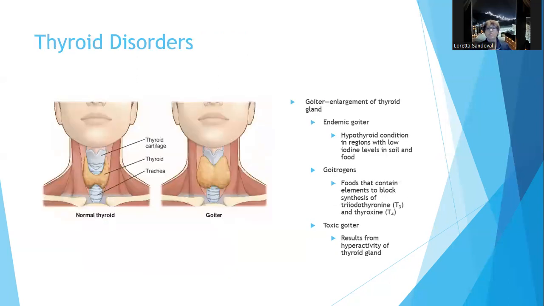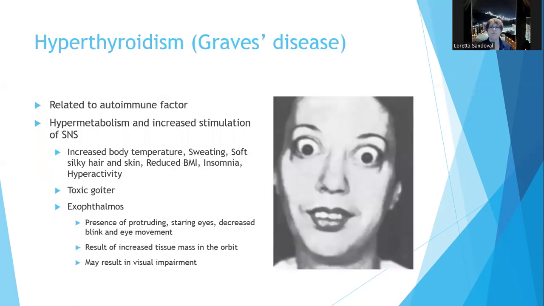So thyroid disorders, a goiter is an enlarged thyroid gland. Endemic goiter is caused by hypothyroid conditions in regions with low iodine levels in the soil and the food. So these days, there's iodized salt and things where people don't live near the sea, that kind of thing. So there's definitely less incidence of goiter these days. Goitrogens are foods that contain elements to block the synthesis of some of the thyroid hormones. Toxic goiter results from hyperactivity of the thyroid gland. So lots of different things can affect thyroid hormones.